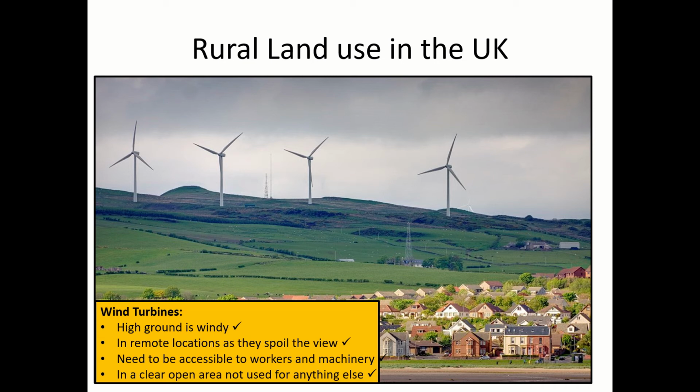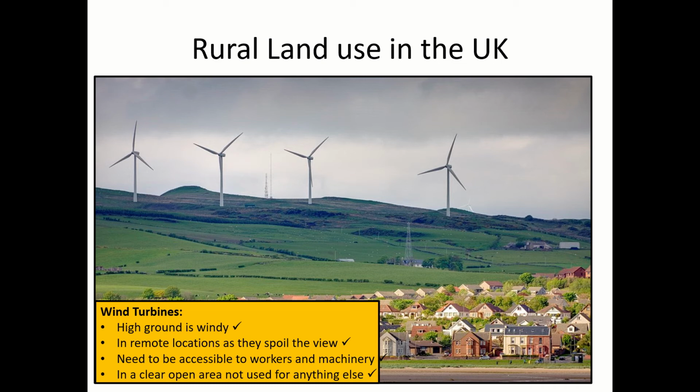Wind turbines, as you see in the picture, are a means of generating energy by trapping the power of the wind. And you're being asked, what is a good location for building wind turbines? Well, as you can see in the photo, they're built on high ground because it's more likely to get good wind speed. They tend to be considered as ugly structures by some people, and therefore they are built in remote locations, so they spoil the view for fewer people.